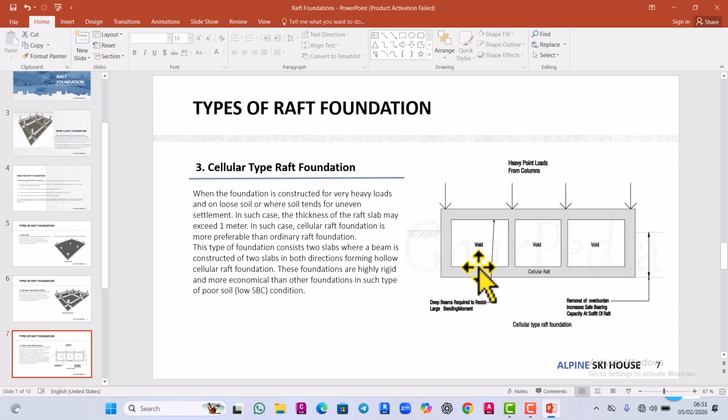So you can actually use this type of foundation system for such cases. In that case, you are creating a void. Instead of filling it up with concrete, you can have something like this and it still performs the same function. So that is where the cellular raft foundation comes in.